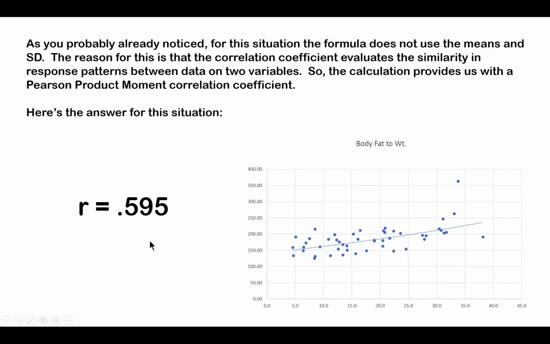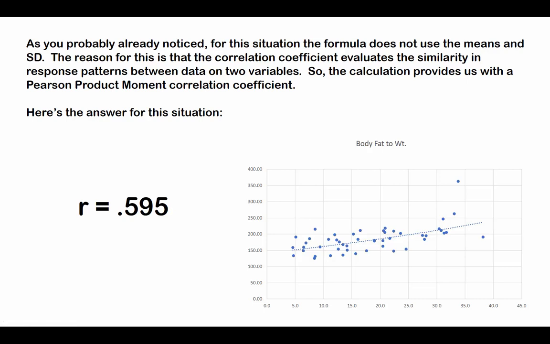So here's what we get. For the relationship between body fat and weight, we have a relationship of 0.595, which is moderate, slightly strong. And we see here that's a positive relationship, and we're starting to see the points group in the general direction of a linear relationship. Not super tight, but we would call this moderate, and we would say that it gives us some information that would be of value.